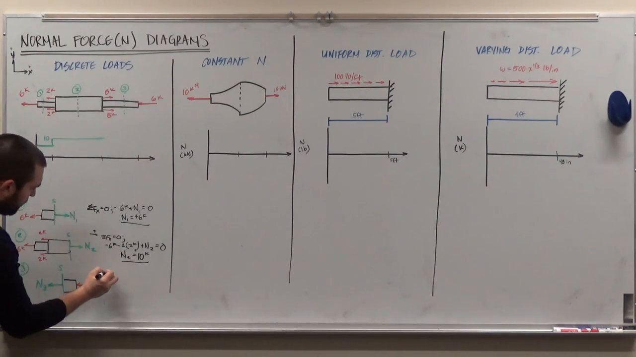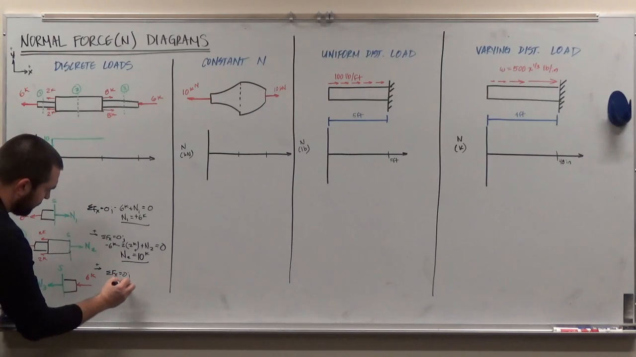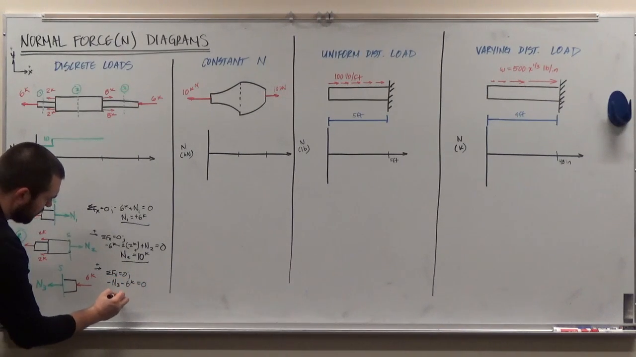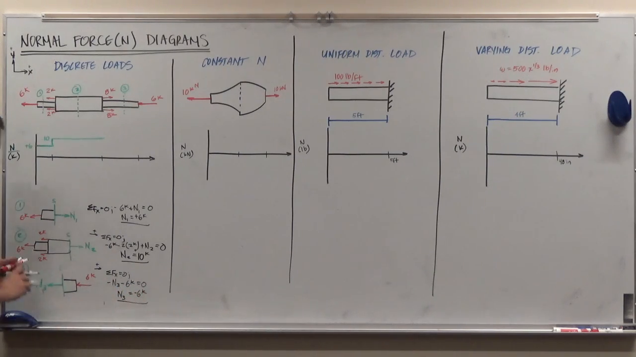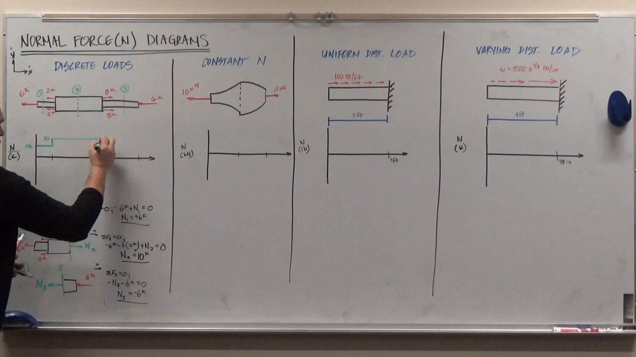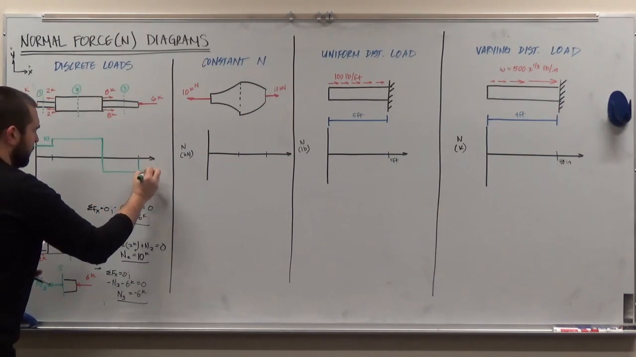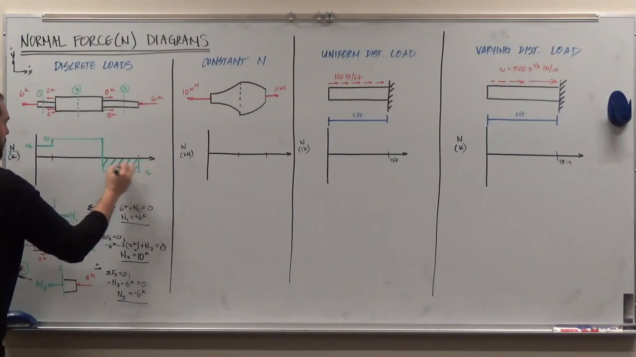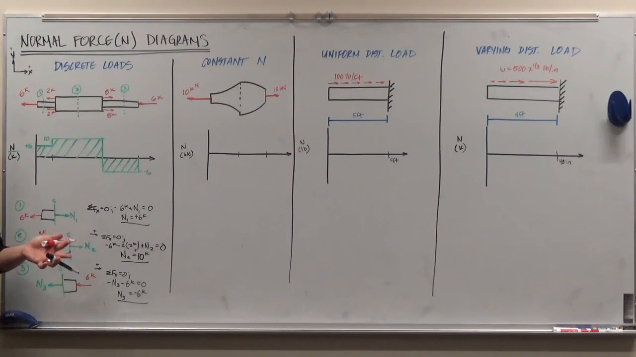Okay. Sum the forces in the x direction equal to 0. And I get negative normal force in section 3, and 3 minus 6 kips is equal to 0. Or in other words, N sub 3 is equal to negative 6 kips. I will draw that on my diagram here. That's negative 6 kips. So here is my normal force diagram for this assembly here. And again, sign is very important.